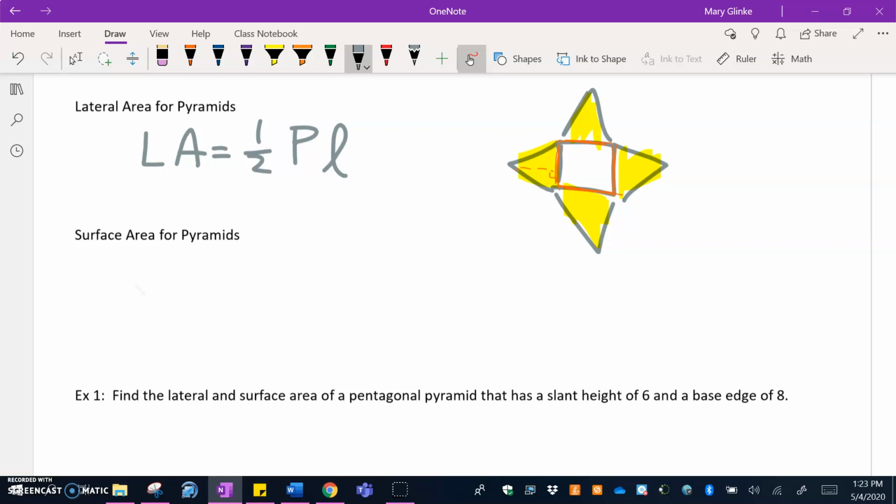The total surface area would be exactly the same thing that we just had, 1/2 times the perimeter times the slant height, but we have to add in this base here. So we want to add in the area of the base.